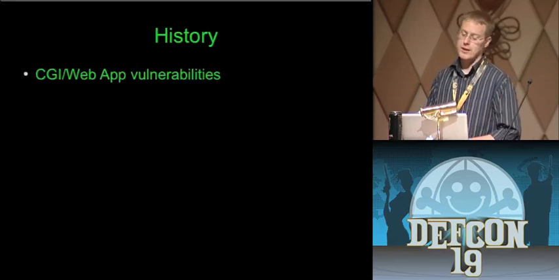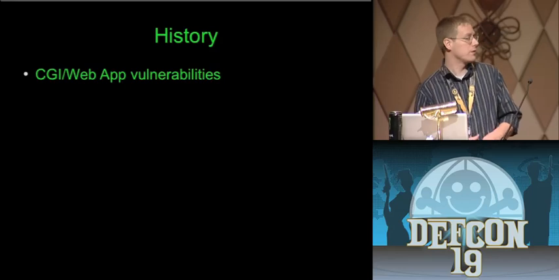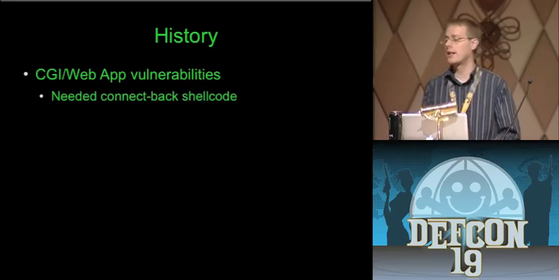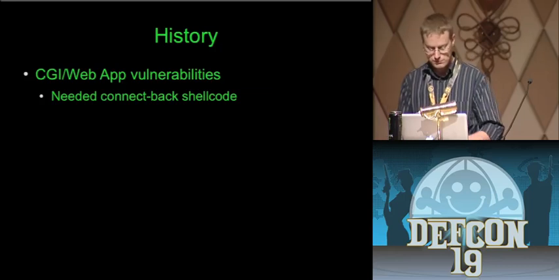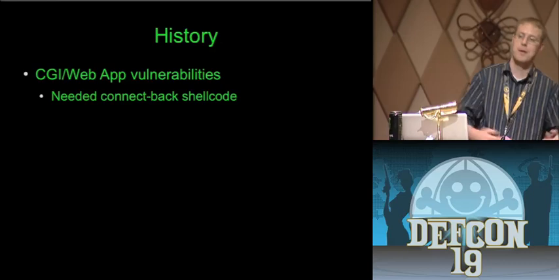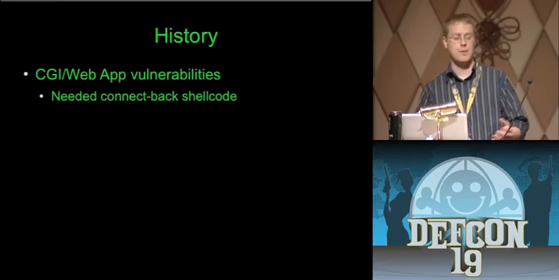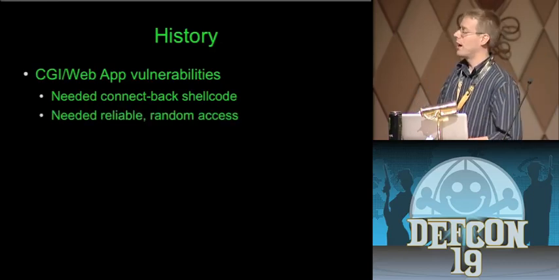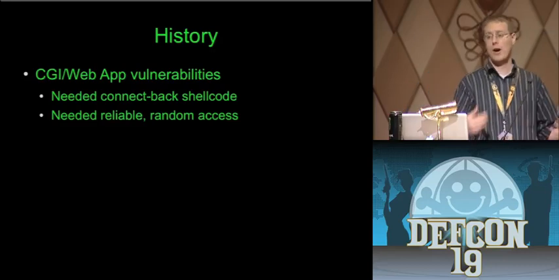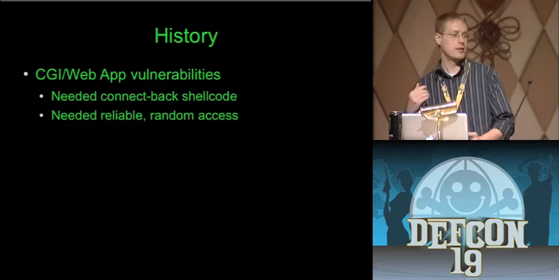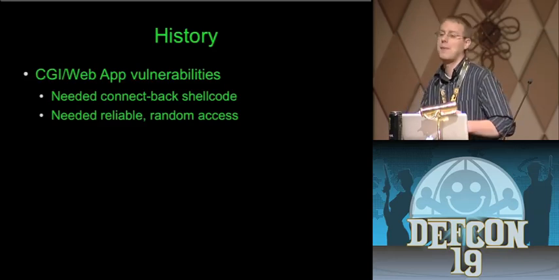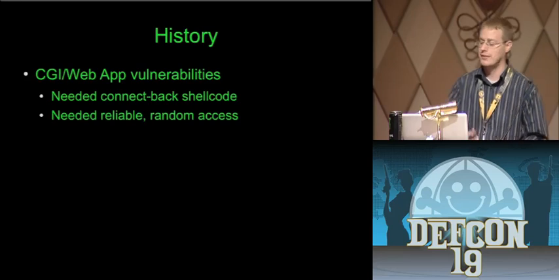Let me give a little bit of history. For the past few years, I've been diving into CGI and web application vulnerabilities, and I used connect back shellcode. After I exploited the web app, I'd inject the shellcode, and it would connect back to me and drop me into a shell. I needed reliable random access, so I needed to be dropped into a shell no matter where I'm at. If I'm at home, if I'm at my friend's place, if I'm in a hotel, McDonald's, doesn't matter. I need to be able to get into that shell.